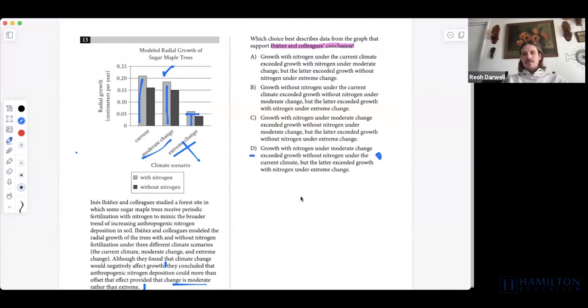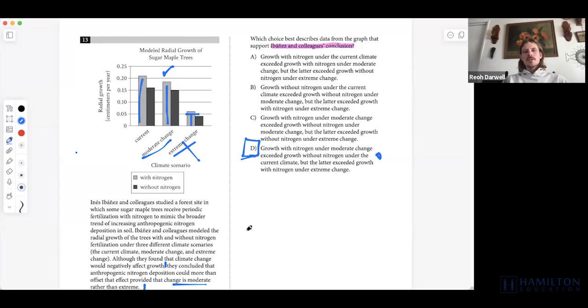Okay, so D says that, right? So under moderate climate change, we see growth of our sugar maple with fertilizer being larger than that without fertilizer during normal climate. However, once we see extreme change, our normal fertilizer-less sugar maple growth is still bigger than the growth would be with fertilizer. All right. Therefore, D.